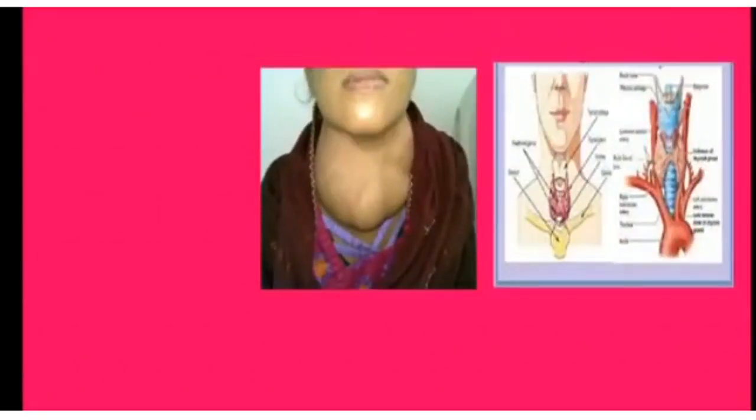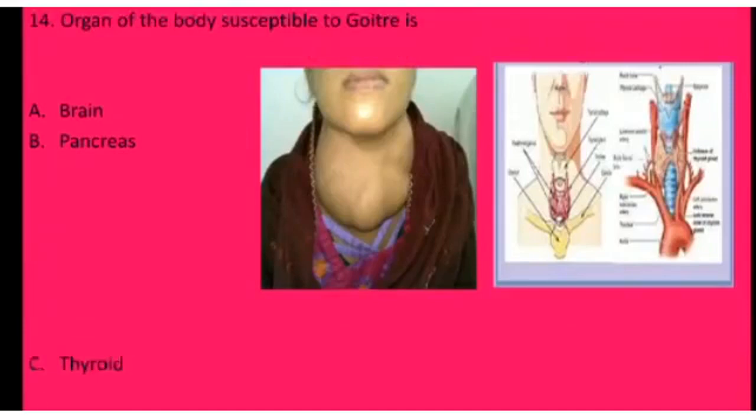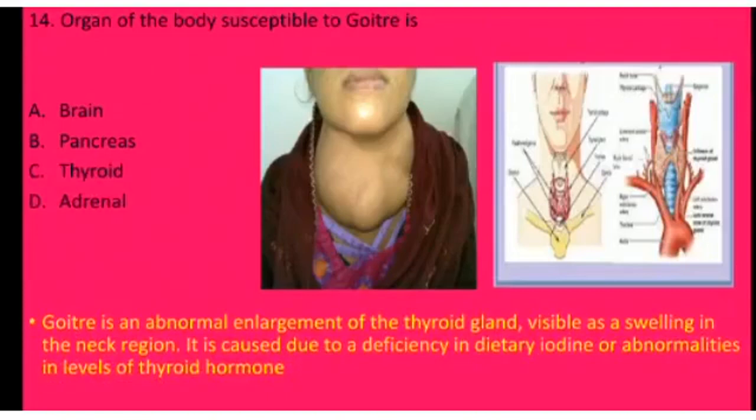So here comes our next question. The organ of the body susceptible to goiter is it A, brain, B, pancreas, C, thyroid, D, adrenal? Yes, you guessed it right. The goiter is an abnormal enlargement of the thyroid gland, visible as a swelling in the neck region. It is caused due to the deficiency in dietary iodine or abnormalities in the level of thyroid hormone.